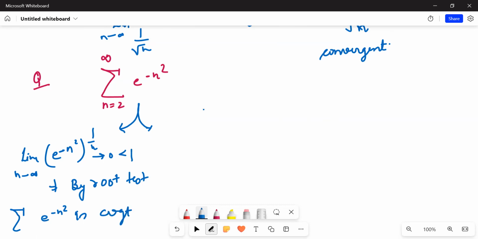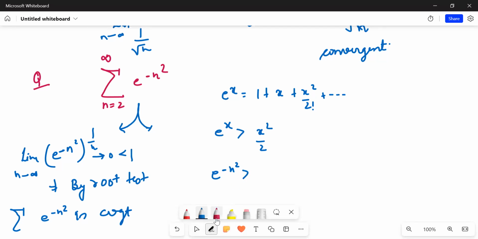Now, if you don't want to do it this way, you can do it another way. Just think about this. e raised to power x is after all what? It is 1 plus x plus x square by 2 factorial and so on. So clearly, e raised to power x is greater than x. I'll write it this way, that e raised to power x is greater than x.